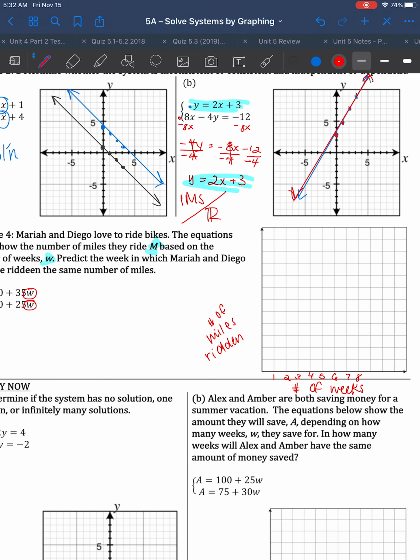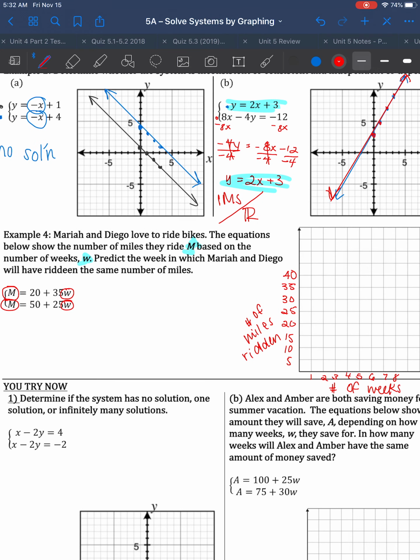And then I'll just go by fives. 5, 10, 15, 20, 25, 30, 35, 40, and we'll stop there. That should be good. Okay. Oh, no, it's not. Gotta go 45, 50, 55, 60.